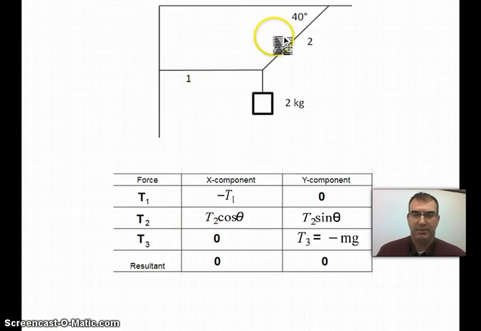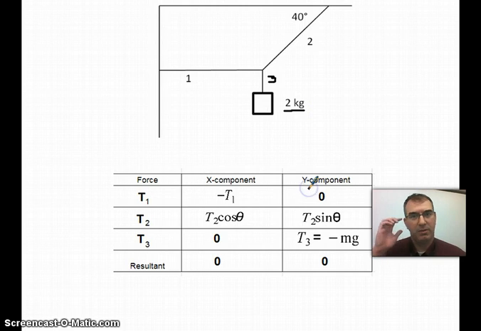T2 has some to the right, and then it also has some up and down as well. So using this 40-degree angle, I can plug that in a little bit later. And then for T3, which is this string right there, there's nothing in the x component. All of the force would be directed in the y, and I'm going to use the fact that it's a 2 kilogram mass to help me figure out what that force happens to be.